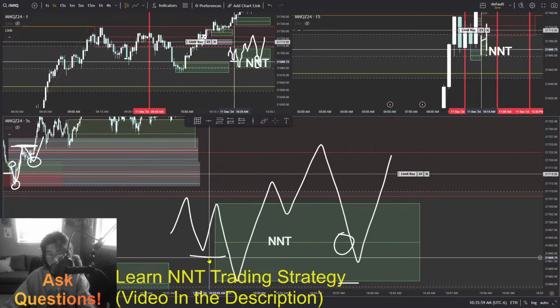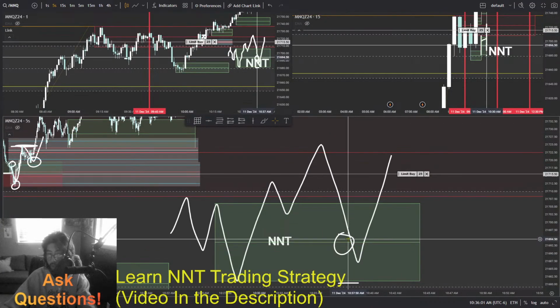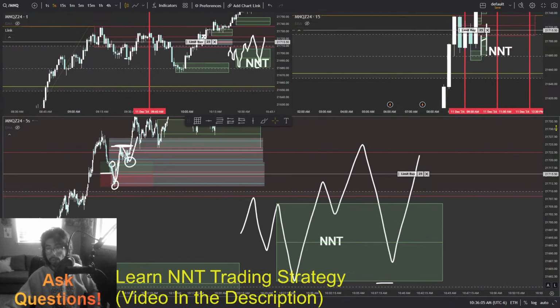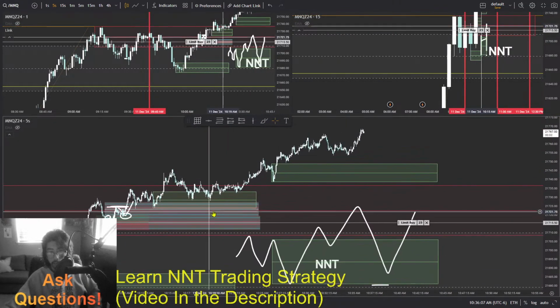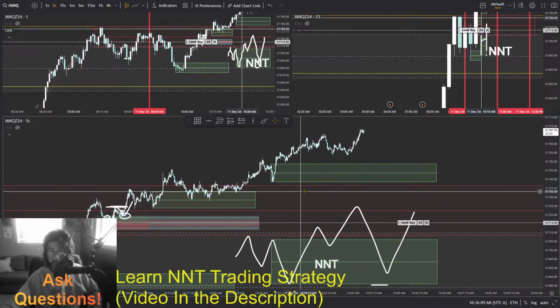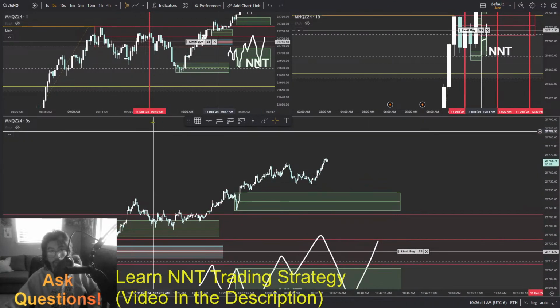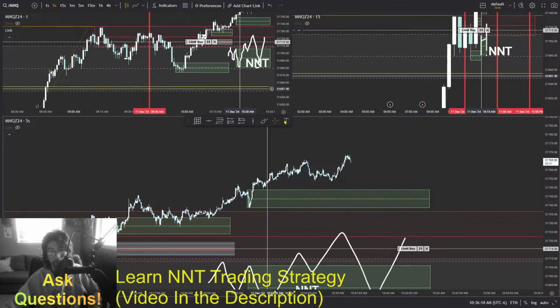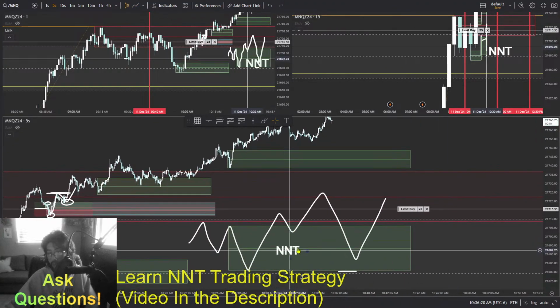And also, if you're a real beginner and you just don't really understand at all, I can make a video and just teach you. It's so simple. It's not complicated at all. It might look complex right now, but if I just make this a line chart, it'll look so simple. We're just looking for the same pattern. And I call it NNT, new name trading.